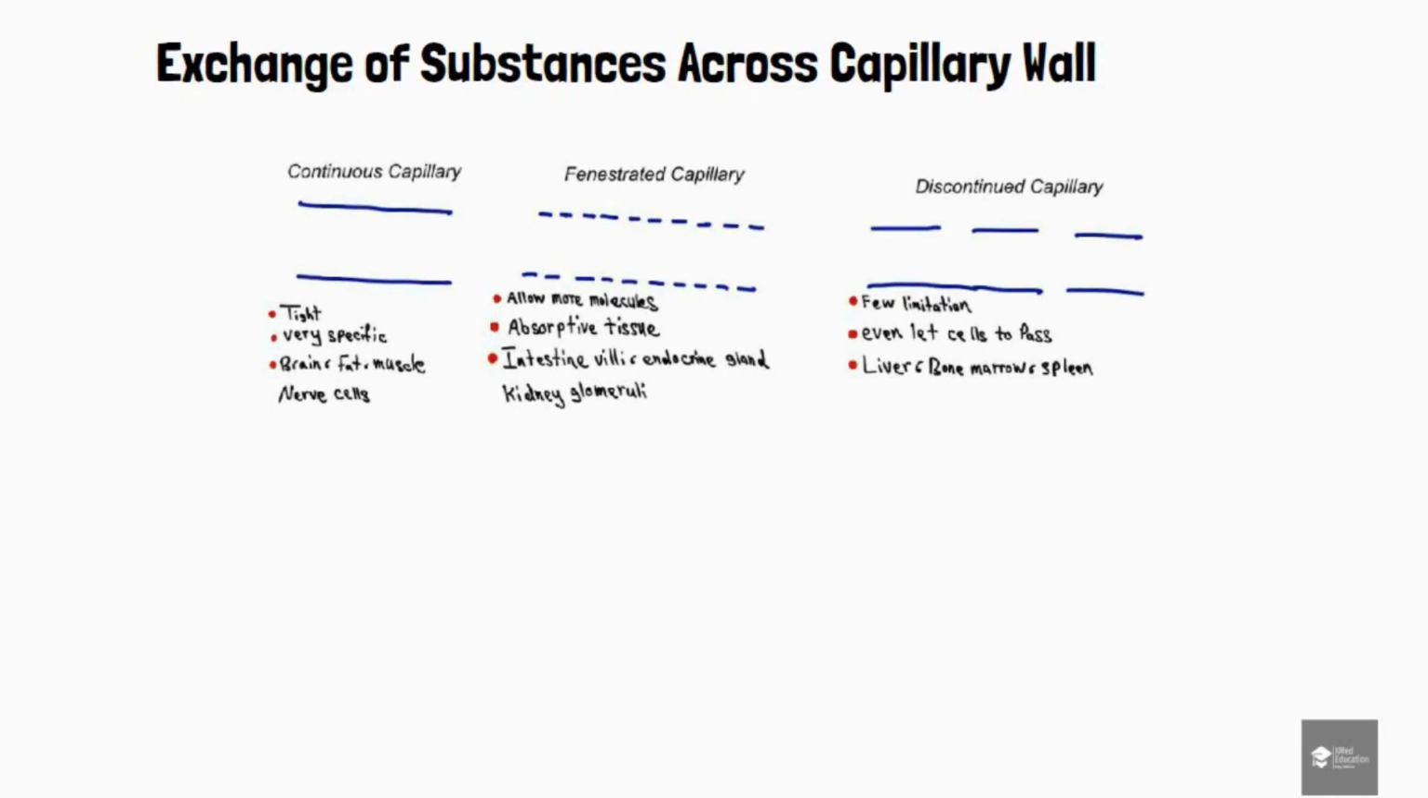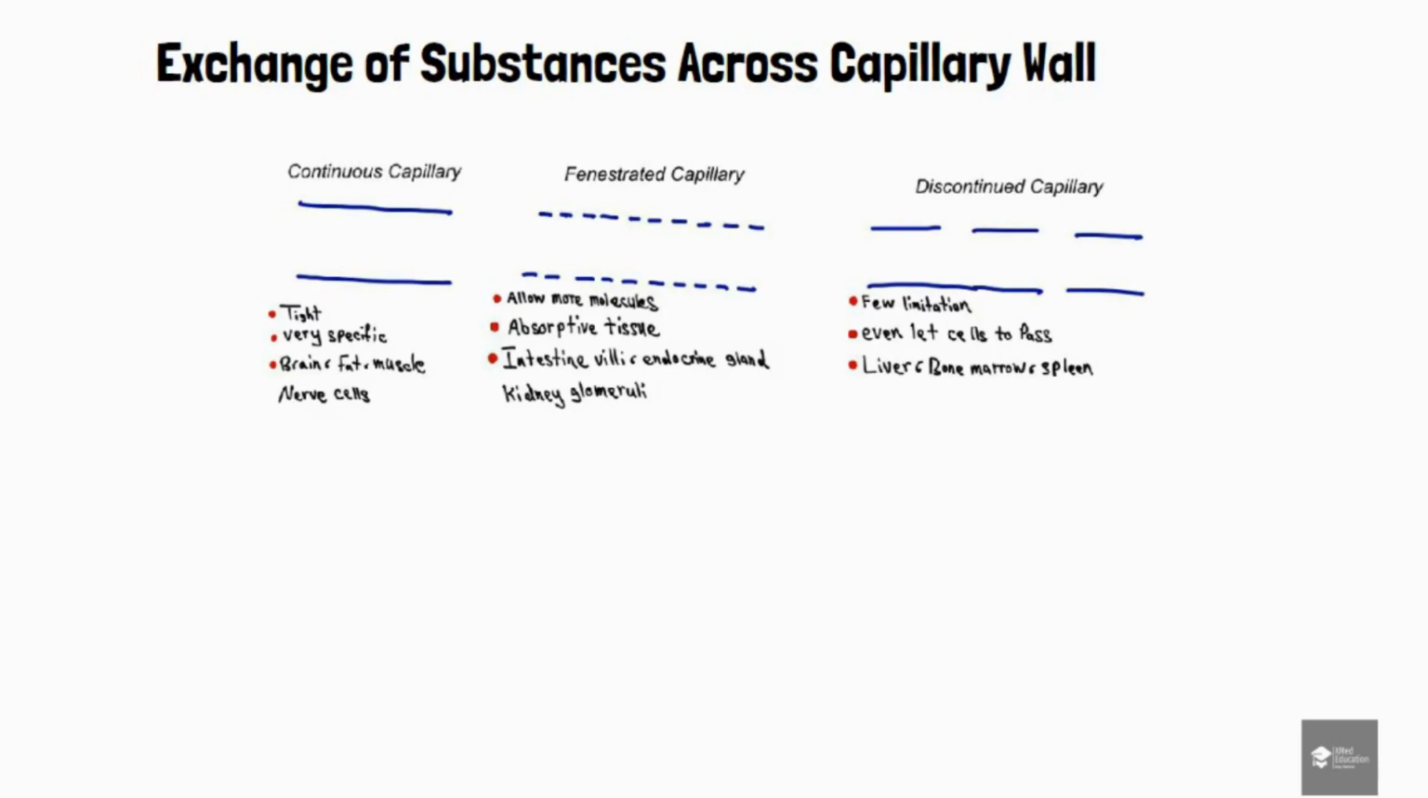Exchange of substances across the capillary walls. We have three different types of capillaries: continuous capillaries, fenestrated capillaries, and discontinuous capillaries, and they are divided into three groups by the distance between two cells. In continuous capillaries, the endothelial cells are very tight together, and they only pass very specific things. We have them in the brain, in fat, in muscles, and in nerve cells. Fenestrated capillaries allow more molecules to pass, and they are very good for absorption. And discontinuous capillary is when there is filtration.